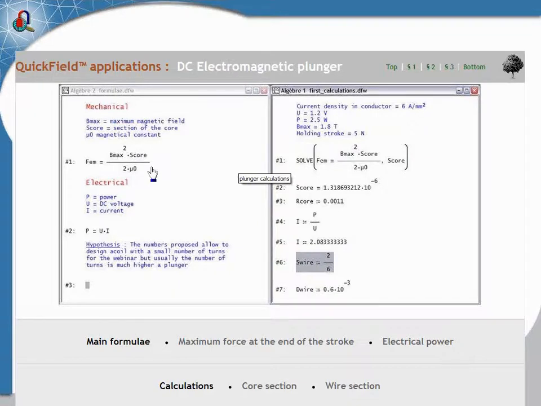So to begin our first calculation, we will use only two simple formulas. The first formula is the mechanical formula, I mean the force of the electromagnet, which is this one. The force is equal to B squared times the section of the core, divided by the constant mu0. And the electrical power is given by power equal voltage times current.